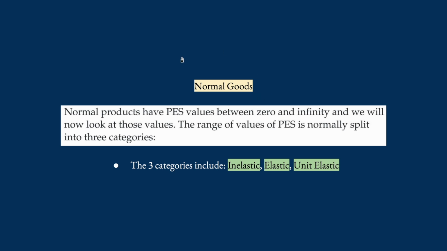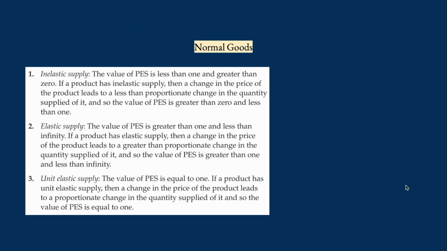Now we're going to be revisiting an old but good term, normal goods. Now we looked at normal goods with PED, but now let's take a look at it with PES. So normal products have PES values between, let me write this again, 0 and infinity, and we will now look at these values in more detail. Okay, and the range of values of PES is normally split into 3 categories we're all very familiar with: inelastic, elastic, and unit elastic. Now, if you already went ahead and watched the PED Unit 2.2 Domain Elasticity video, you're going to know what these terms already mean.